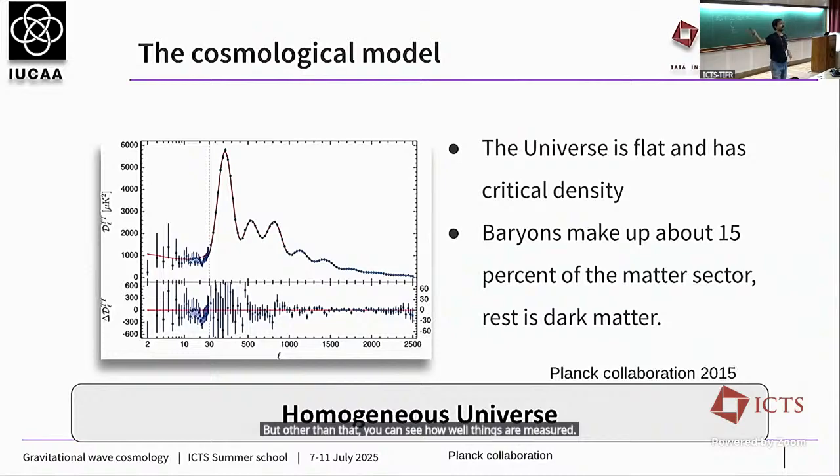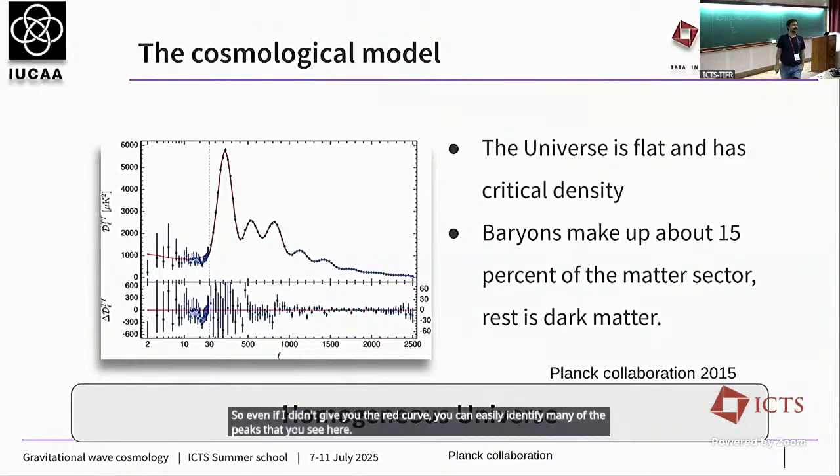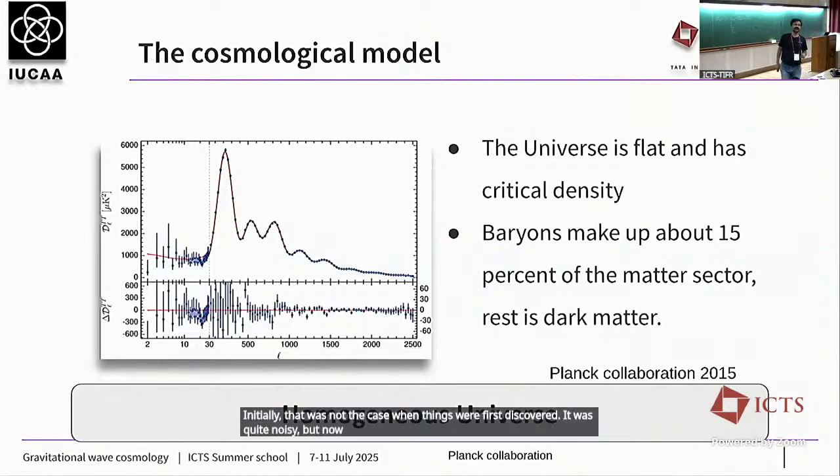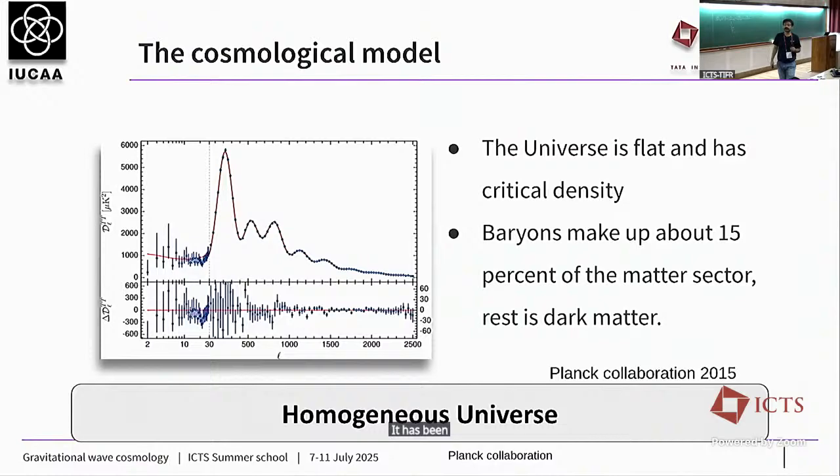So even if I didn't give you the red curve, you can easily identify many of the peaks that you see here. Initially, that was not the case when things were first discovered. It was quite noisy, but now you can see how well it has been measured. In all these diagrams, as we go to larger L, that is smaller lengths, the amplitude is invariably smaller.